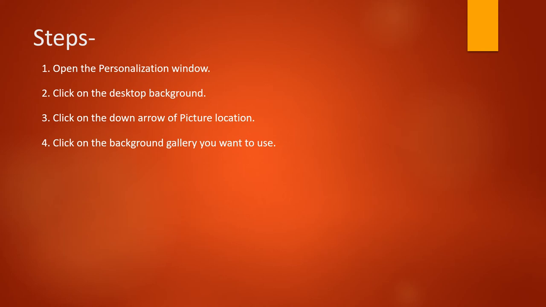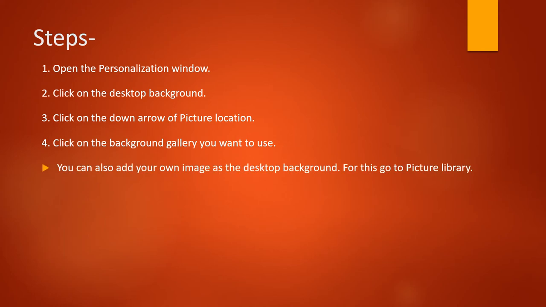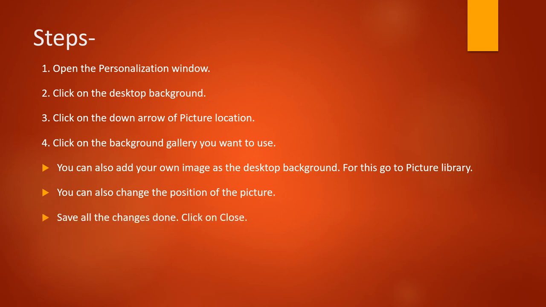Click on the background gallery you want to use and then you have to select. You can also add your own image as the desktop background and you need to go to picture library for that. You can also change the position of the picture. Save all the changes, done. Then after doing all these things, you have to save the changes and click on close.